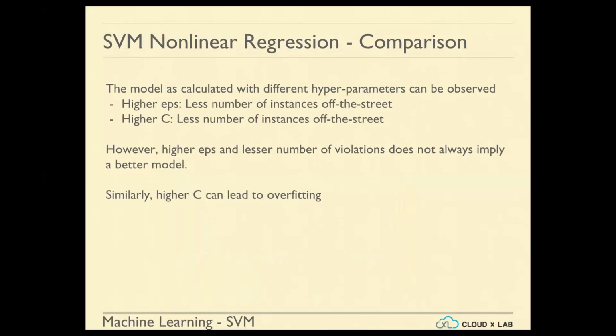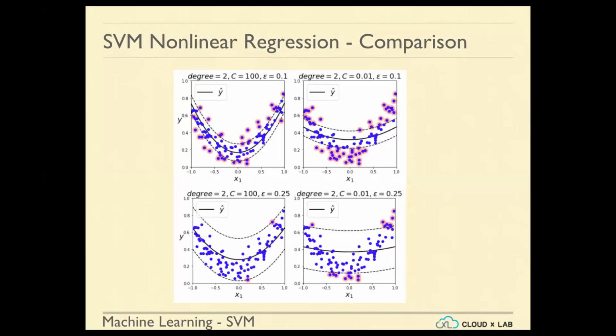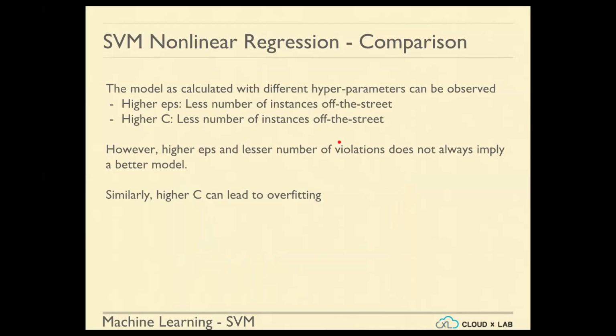However, higher epsilon and less number of violations does not always imply a better model. If we increase c, it could lead to overfitting, right? So here you can see that it is kind of overfitting when the c was higher. It's kind of skipping a lot of data.